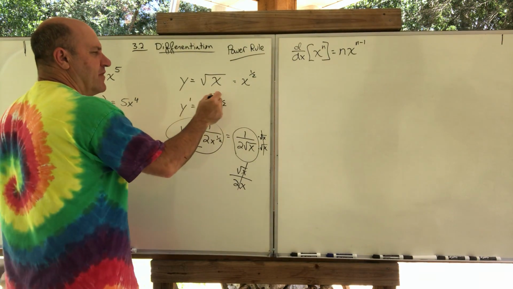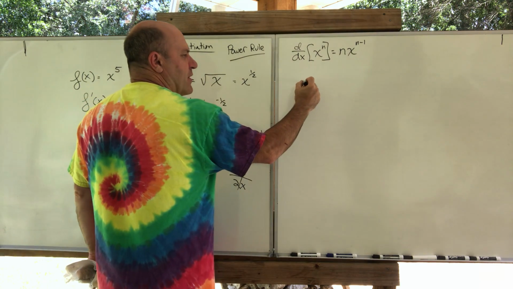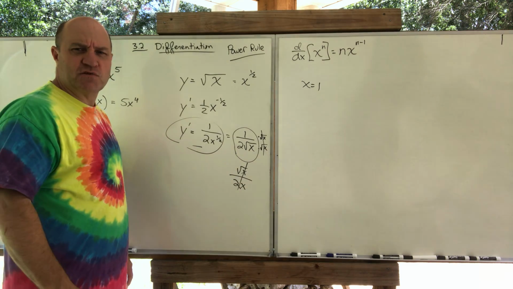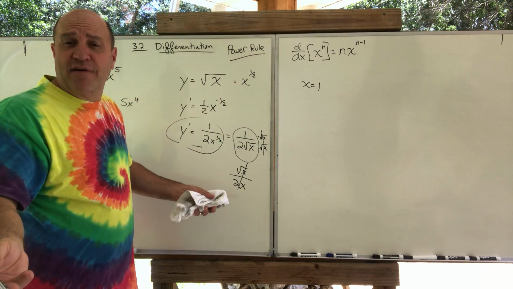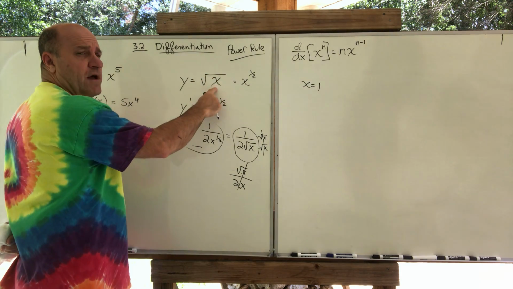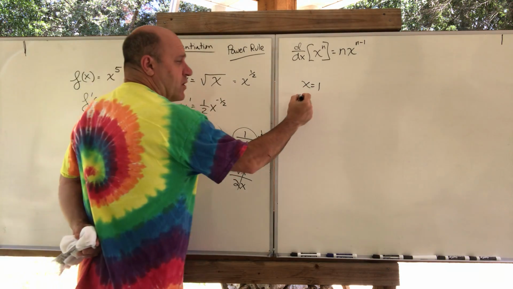Let's say I am on this function, and let's say I'm at the point when x is 1. So we're on this function, and we're at the point where x is 1. I wonder what the y value is. Well, there's my function. If x is 1, what's the square root of 1? The square root of 1 is 1. Oh, y is 1.